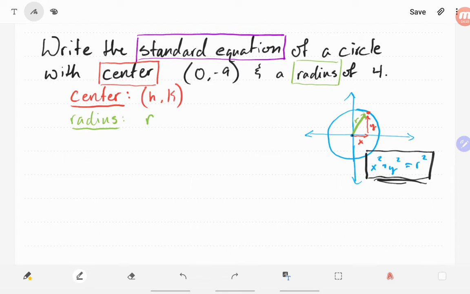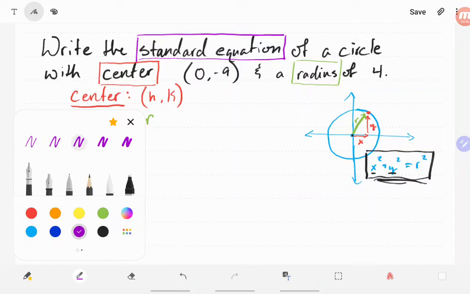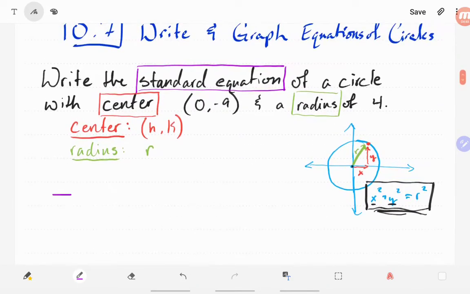Well, what I need to do is think about how that changes my x and how that changes my y. Well, our x hasn't changed at all in this case, because it has not moved. We have moved nowhere in the x direction, but we have moved in the y direction. So this leads us to the standard equation of a circle.